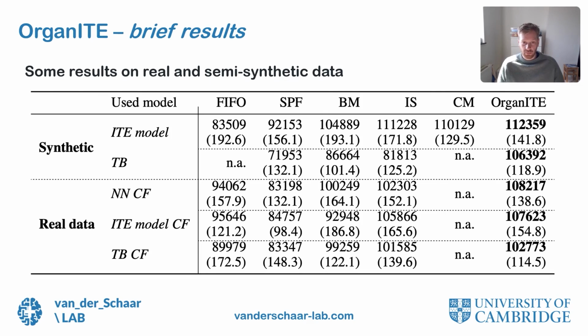And then confident match, which is a prediction method. Confident match is a variant of best match, but given different prediction methods. And then OrganITE. We have tested this on synthetic and real data. Both come with certain caveats, synthetic being that it is synthetic, and real data because we don't have access to counterfactuals in the real data, so we use different potential outcome models to estimate the counterfactuals.